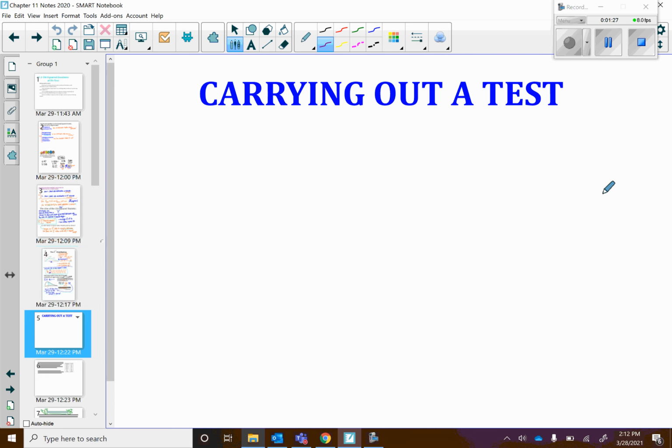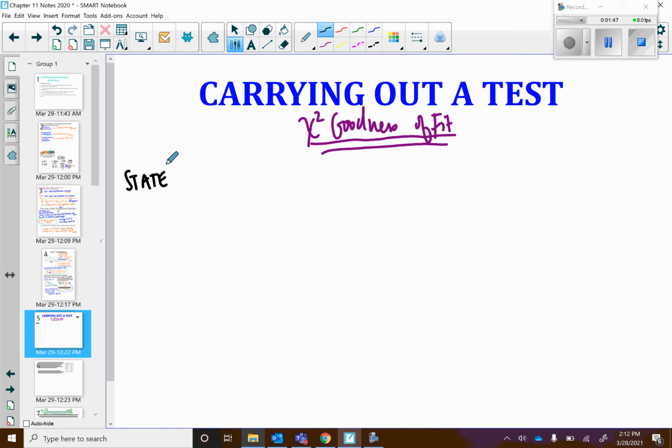So let's talk about carrying out a chi-squared goodness of fit test. This is our first test and the only test we're learning in this section. Just like with our significance tests so far, we're going to talk about the 4 general steps, our good old state, plan, do, and conclude. And they are going to be very similar to what we've known so far.